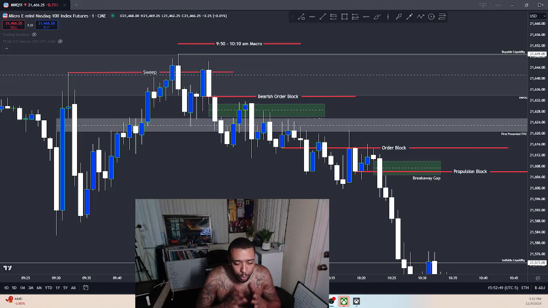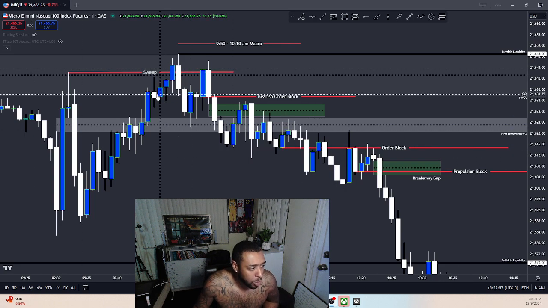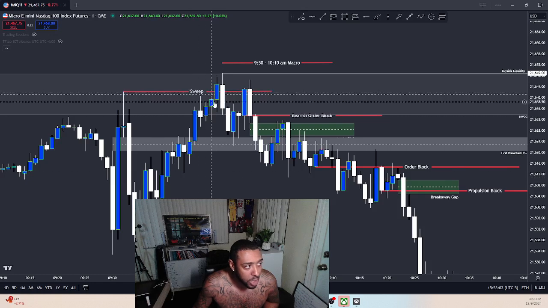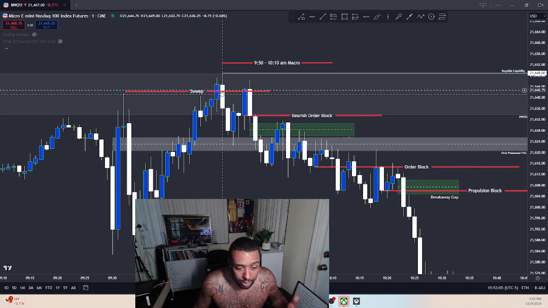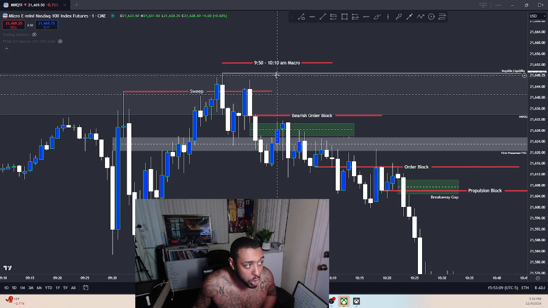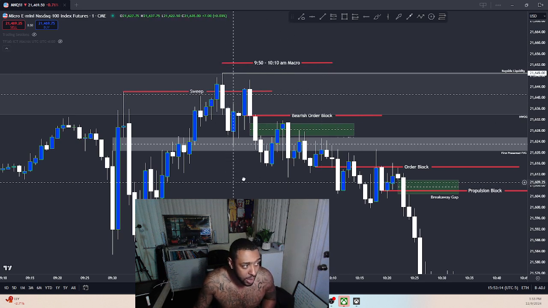Just imagine if you knew how to really read order flow perfectly, so you could take trades like this. Look at 9:30. The market opened up right here, came down, then comes up and sweeps a higher time frame liquidity, right at a time when we're expecting it to sweep, which is the macro, the 9:50 to 10:10.